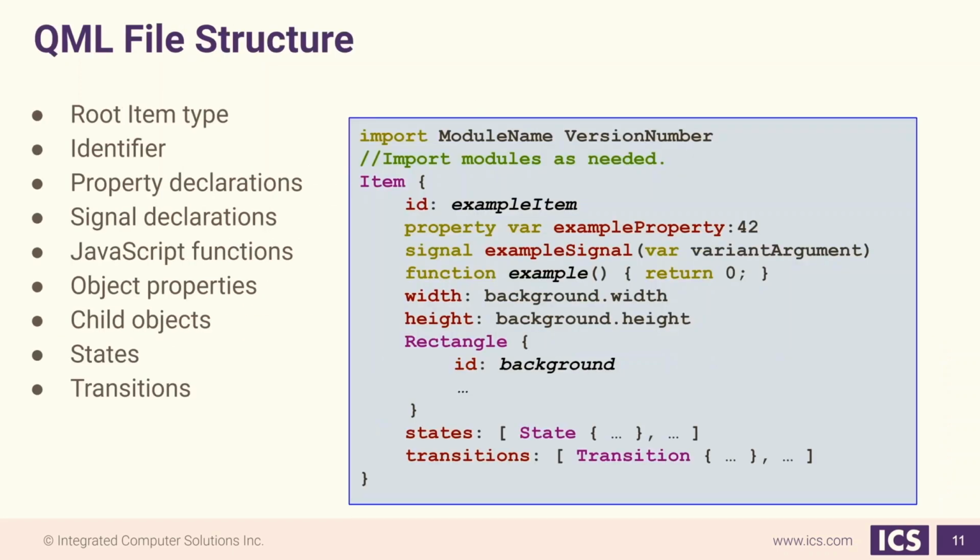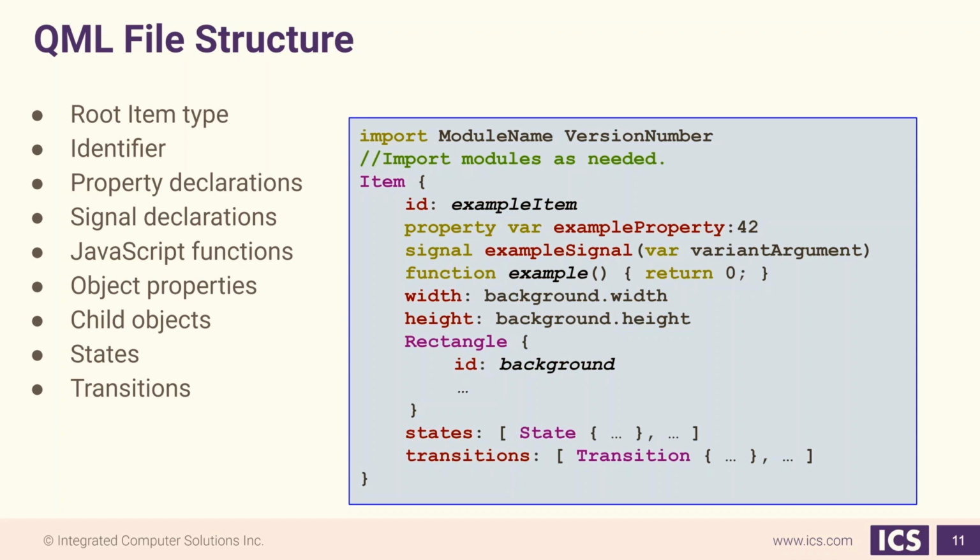This is the file structure of a QML file. First, we have our import statements, and then this is followed by the creation of our root item. Inside of our root item, we can set any existing properties, create new properties, signals, functions, states, transitions, child items in any order we want. Our child items can also have their own custom properties, signals, functions, states, transitions, and children.